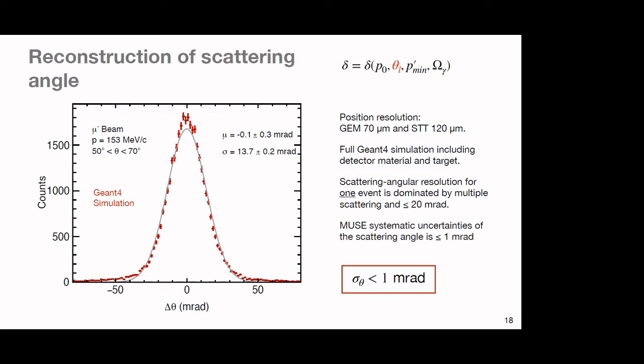reconstruction of the scattering angle for any given event is much better than 20 milliradians. It's not the scattering angle of an individual event which is critical here for our corrections. It's actually the mean of those. And that is known to a much better precision if we have sufficient statistics, which we do. And it's just limited by alignment and the setup of the experiment, and is expected to be better than 1 milliradian.